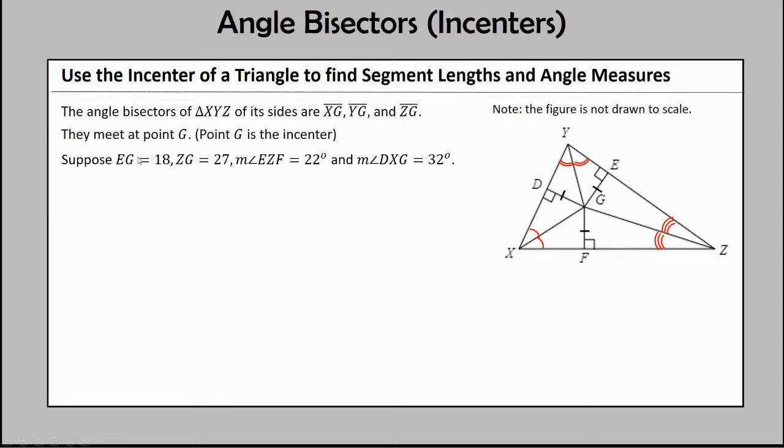Okay. Here's my givens. E to G, 18. Well, if E to G is 18, D to G is 18, and G to F is 18 because I know it's an equal distance to all the sides. Okay. Z to G is 27.